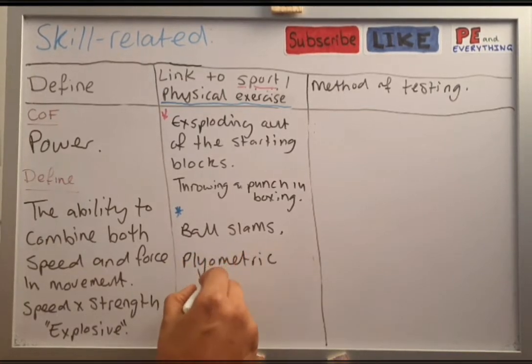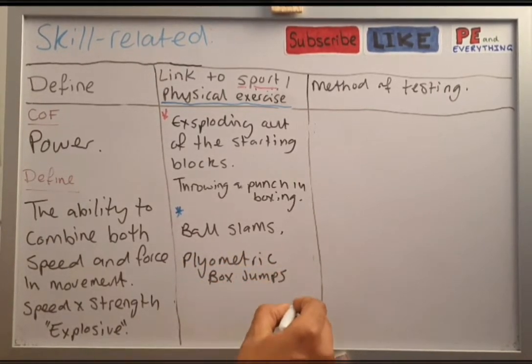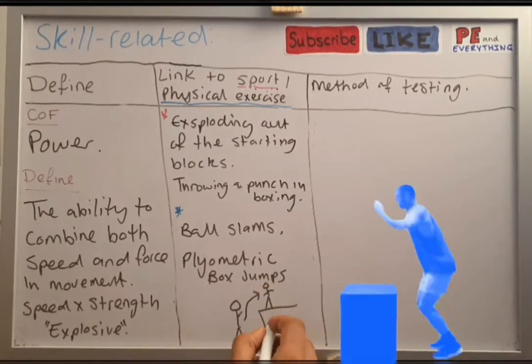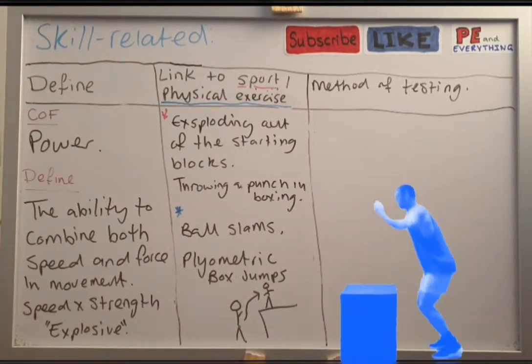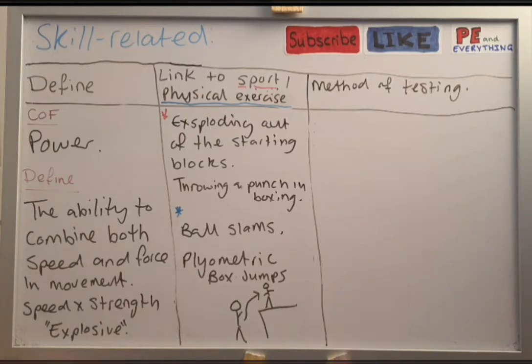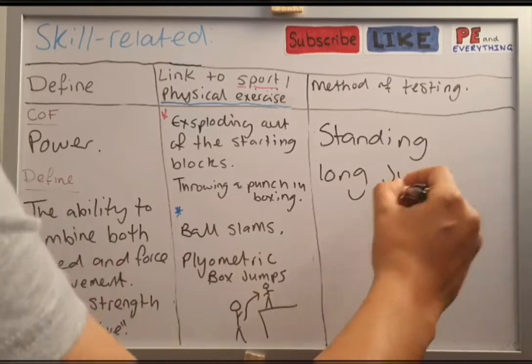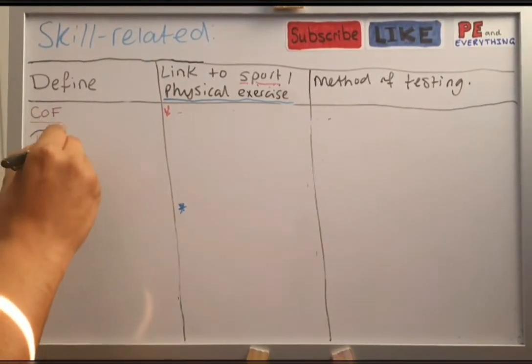Good exercises for this are bag slams or ball slams, and plyometric box jumping, which is standing still and jumping onto one of those boxes. You know when you see those boxes in the gym, that's plyometric box jumping. A good method of testing would be the standing long jump test.